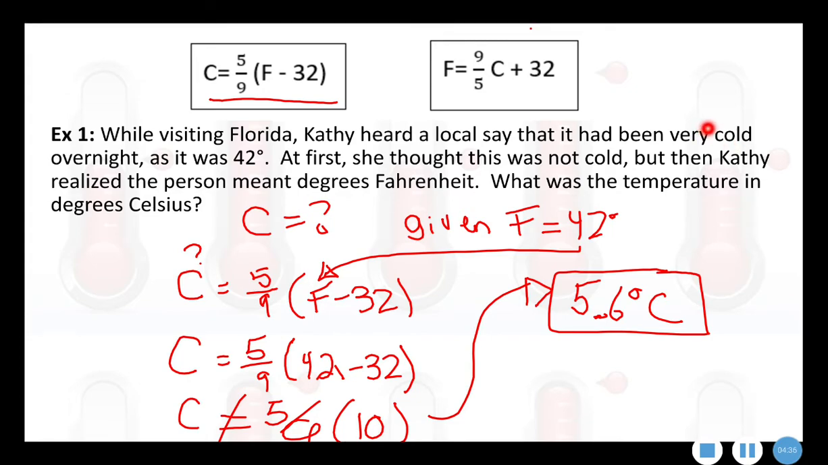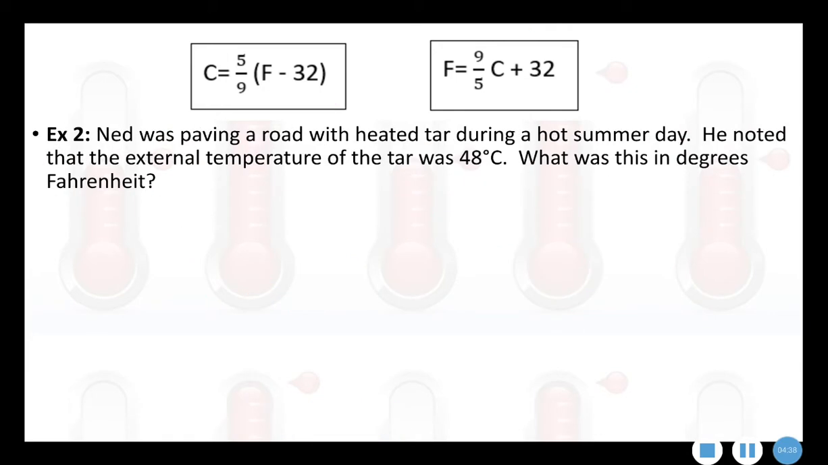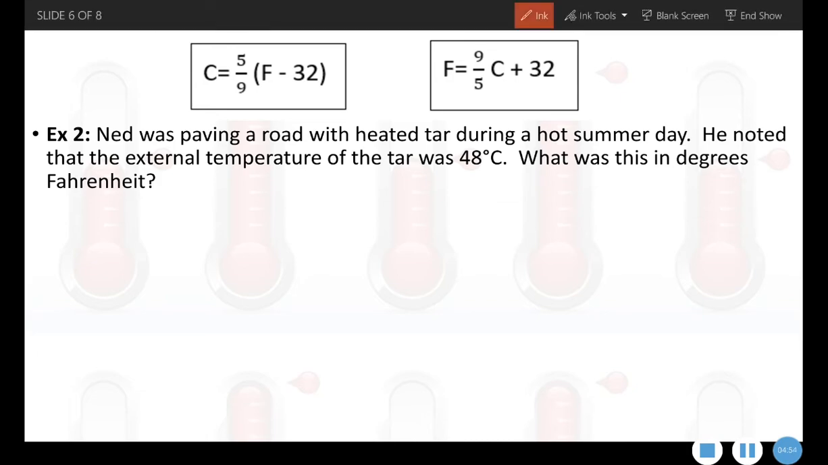Okay? So just kind of taking what you're given and substituting it into some formulas. Let's take a look at the next question. So it says, Ned was paving a road with heated tar during a hot summer day. He noticed that the external temperature of the tar was 48 degrees Celsius. What is the temperature in degrees Fahrenheit?